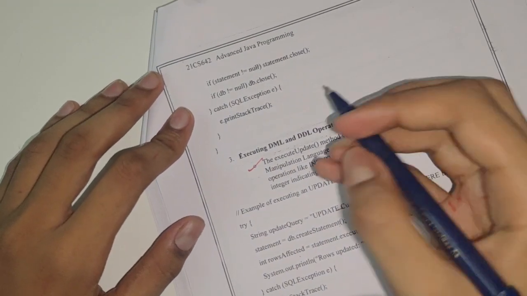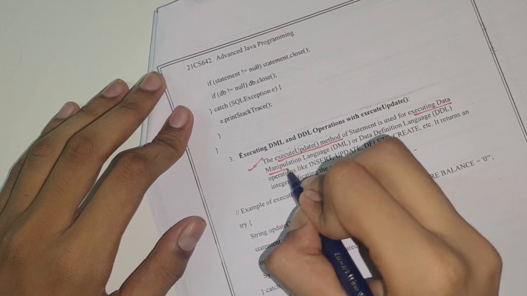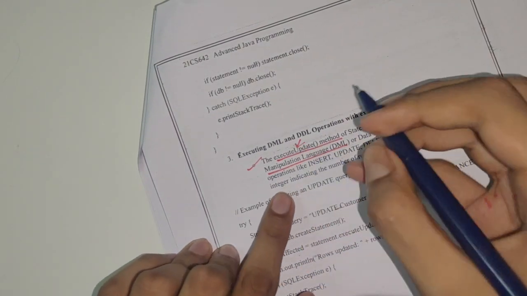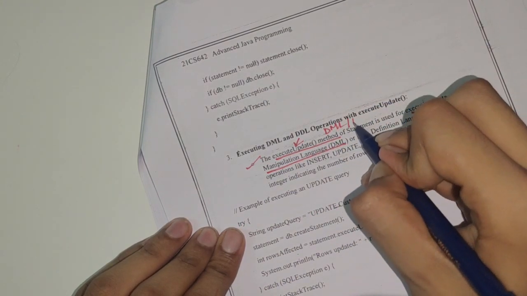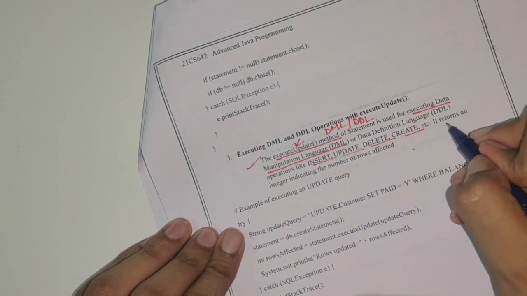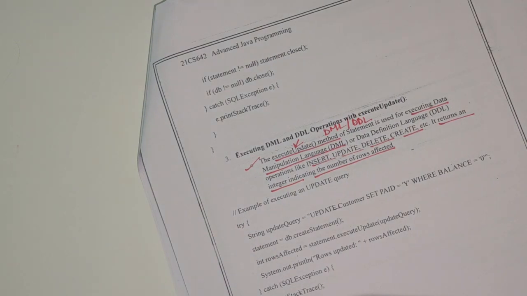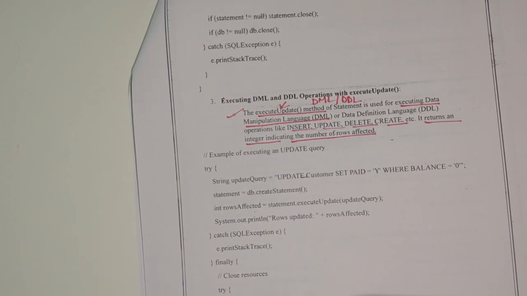So let's discuss. The executeUpdate method of Statement is used for executing the data manipulation language, DML. That means this executeUpdate method is mainly used for DML commands and DDL commands like insert, update, delete and create. It will return an integer indicating the number of rows affected. That means using this executeUpdate method, it will return an integer which will indicate the number of rows that were affected. Now let's see this.